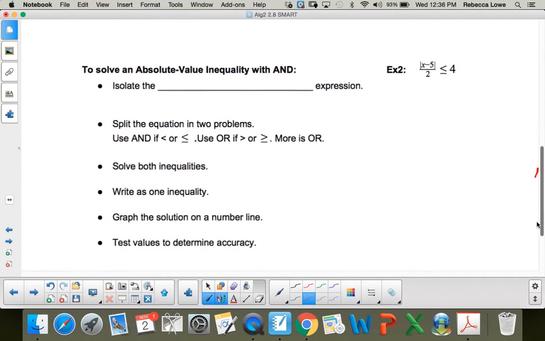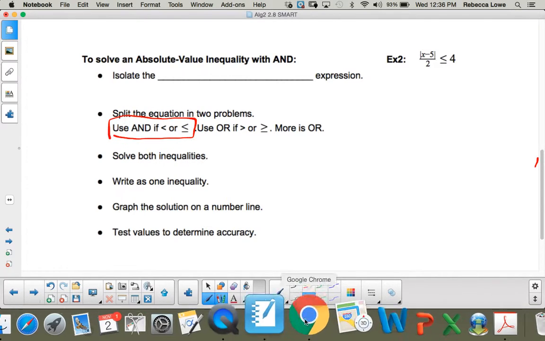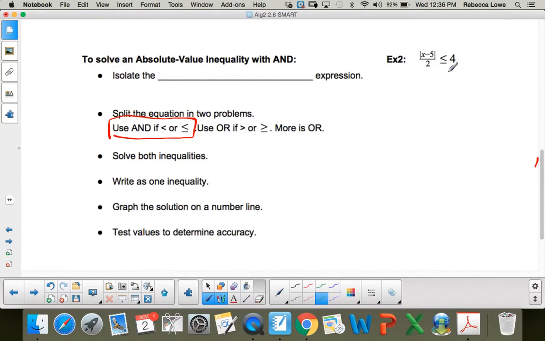We're going to do another one. This one is going to require an and. So if there's a less than or less than or equal, that means it's an and problem, a conjunction, and the solution has to satisfy both shadings. First thing we do is isolate the absolute value expression. Never want to multiply into the absolute value. I'm going to undo the division by 2 by multiplying both sides by 2. So we get the absolute value of x minus 5 is less than or equal to 8.